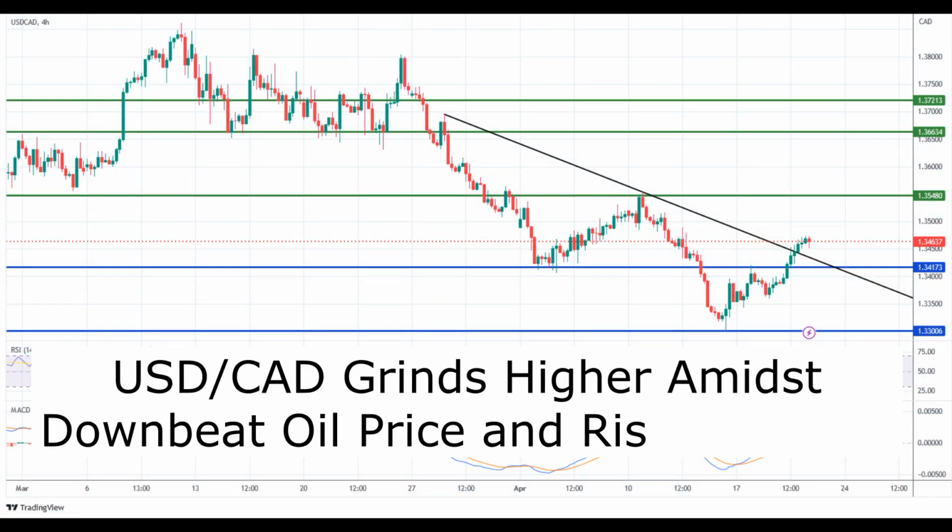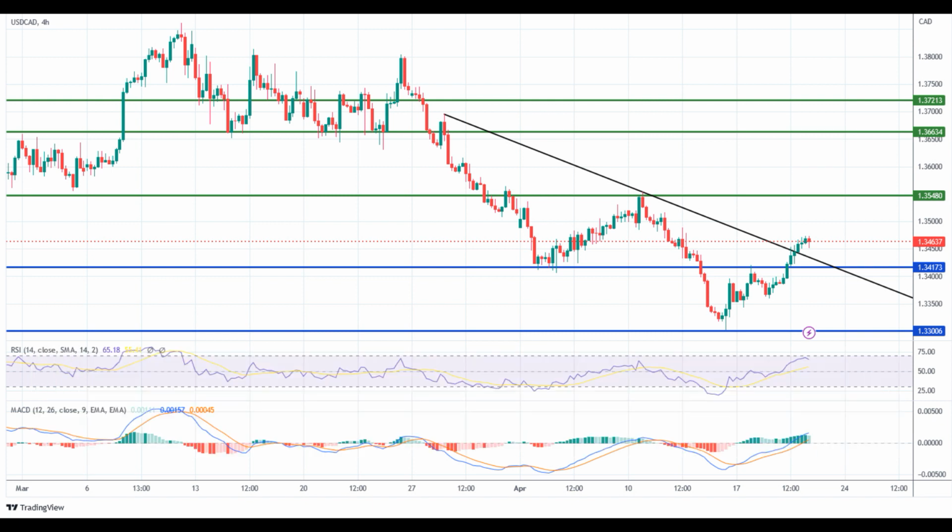Analysis for US dollar Canadian dollar. Early on Thursday morning in Europe, the US dollar Canadian dollar pair approaches the significant 1.35 level, maintaining gains from the previous day and reaching a one-week peak.